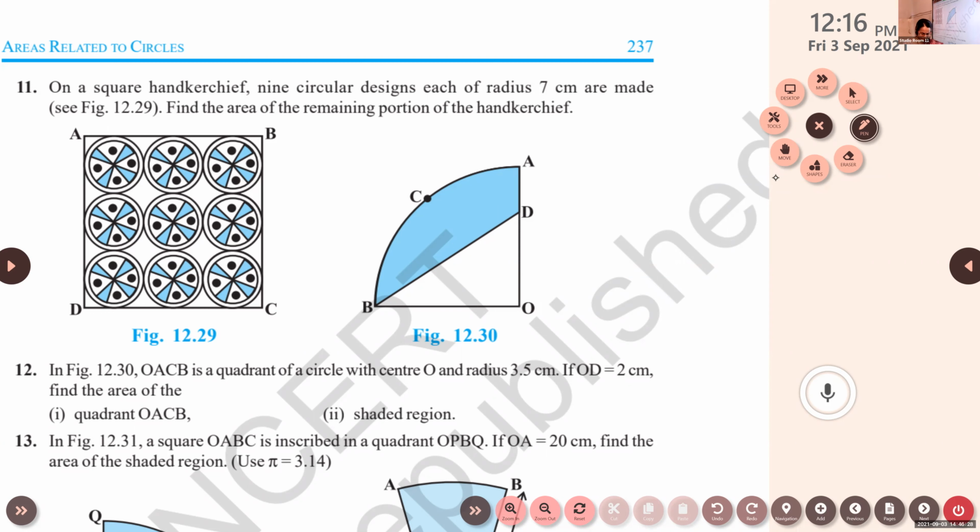Which one did we do last week? Herons? No, not Herons. Coordinate geometry. Herons is in 9th. Okay, coordinate geometry we did, and the next test is from real numbers. So daily I will send some questions. So try those questions.